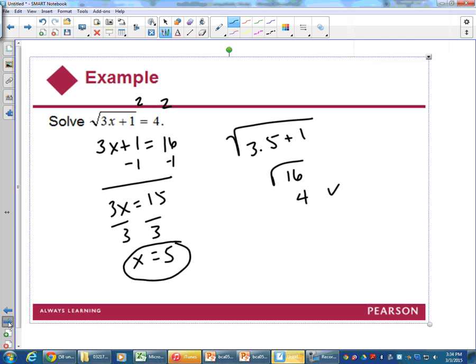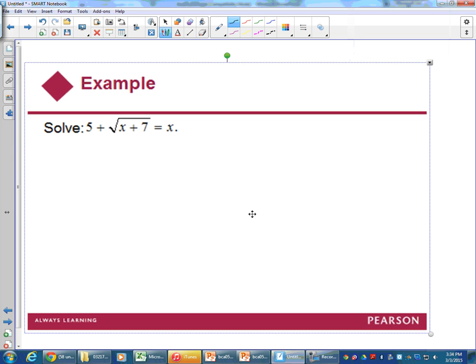All right, next problem is going to have a square root and a variable that's not under a square root. So again, you want to isolate this square root. So I'm going to leave this square root of x plus 7, and I'm going to move this over here. So it's x minus 5 when I move the 5 to the right. Now I'm going to square both sides. Again, when you square a square root, it cancels it out.